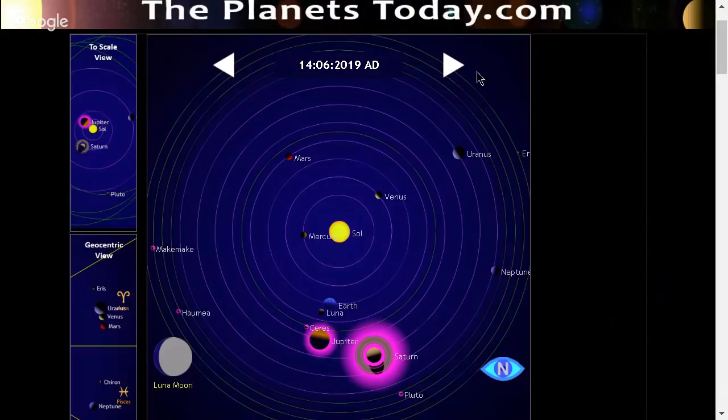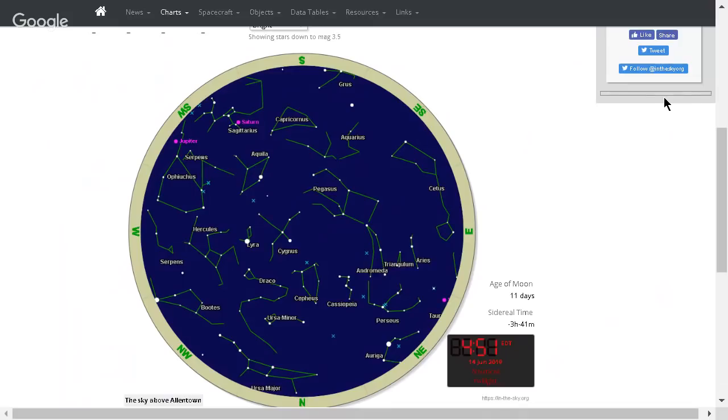The location of your planets. Here's where they'll be in 1 week. That is the solstice, by the way, folks. Solstice occurs on the 21st. We will be doing a live stream at the exact time of the solstice. So stay tuned for that.